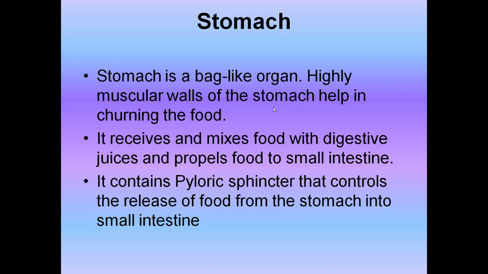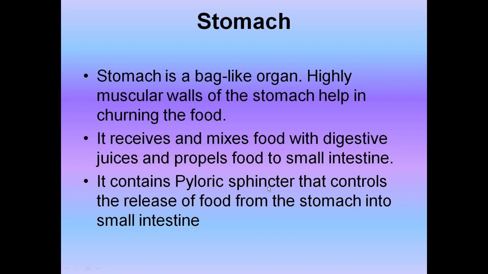So stomach is a bag-like organ with a highly muscular wall. It has muscles inside it and is used for the churning of the food material. It receives and mixes food with digestive juices and propels the food to the small intestine. As we have seen, after the stomach, the food moves to the small intestine. It contains the pyloric sphincter that controls the release of the food from the stomach into the small intestine.